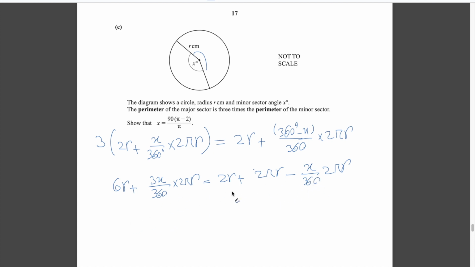Now these two are like terms, they have the same denominator. I transfer to one side, it will become 4x over 360 times 2 pi r is equal to 2r plus 2 pi r minus 6r, which is negative 4r plus 2 pi r.